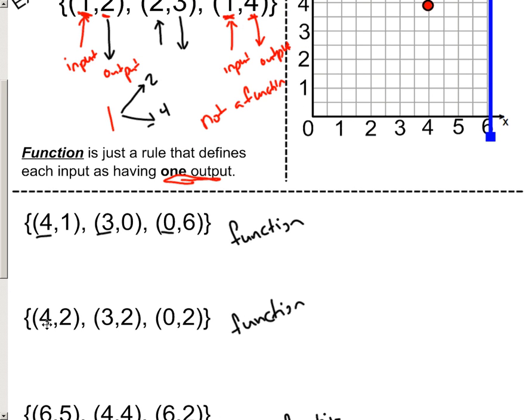But here, none of my inputs repeated, so as far as I know, each input has just one output. Every time I put a 4 in, it would still get me a 2. Every time I put a 3 in, it'd get me a 2. But that's the rule, you know. The 3 gets me a 2. I could care less about what this 4 does. If I have a 3 again, it needs to get me a 2 for this scenario to be a function.